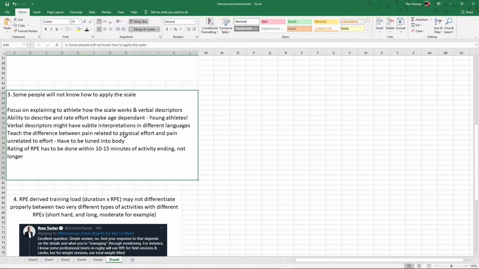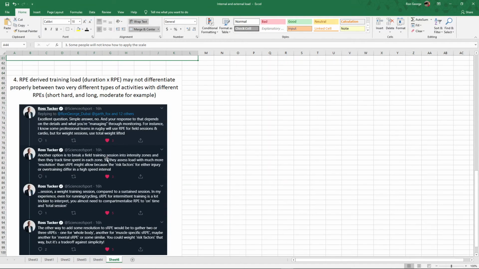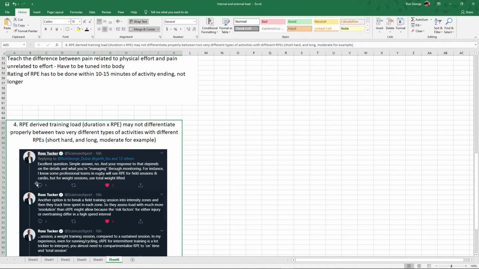So be very careful about that. You want to just do the rating within 15 minutes and not exceeding 20 minutes, I would say. Keep that memory fresh. The last one is interesting.